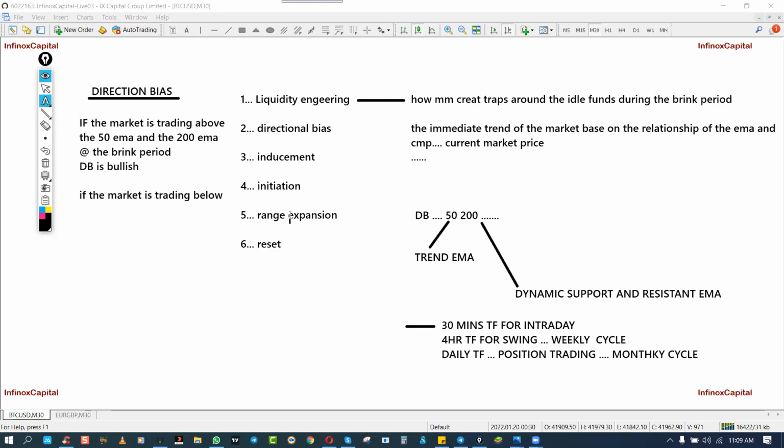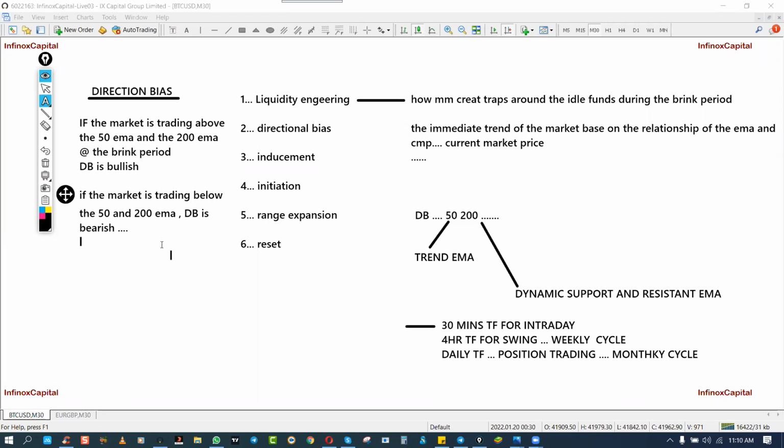If the market is trading below the 50 and 200 EMA, then directional bias is bearish. I hope this clarifies a lot of things. So, like I said, I use the 30 minutes, 4 hour, or the daily time frame for this purpose, depending on how long I want to hold this trade.